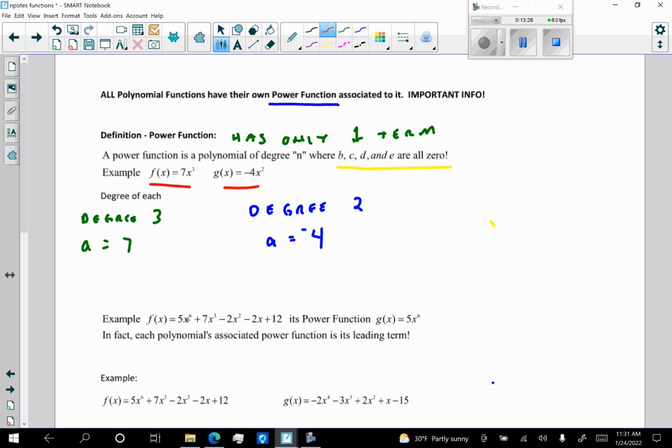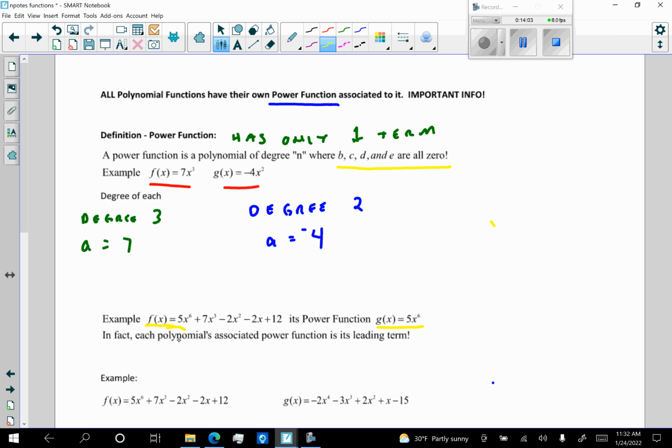So here's a big old long polynomial. Its power function is 5x to the 6th. Its power function is its leading term. Why would I talk about the power function of a polynomial? The reason is that the function is going to look at the ends exactly like its power function. So you're telling me, Lee, that the graph of this is going to look like the graph? Yep, that's what we're saying.